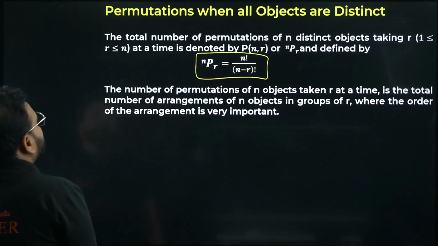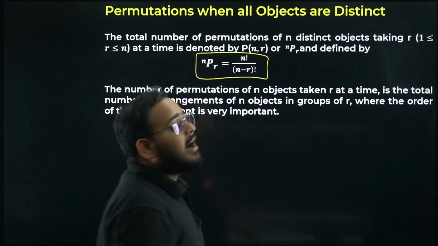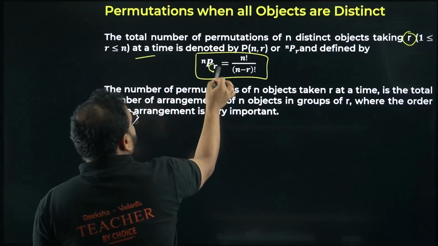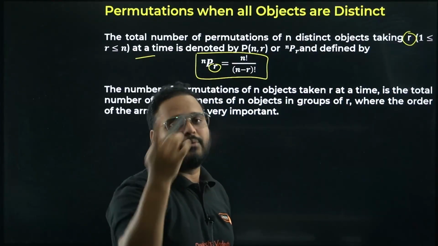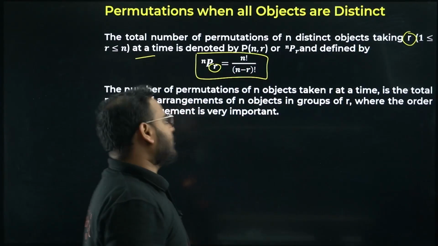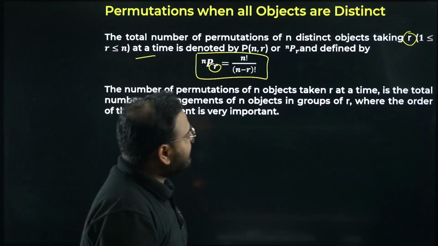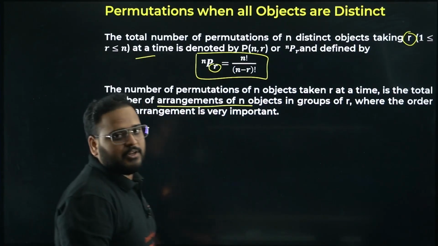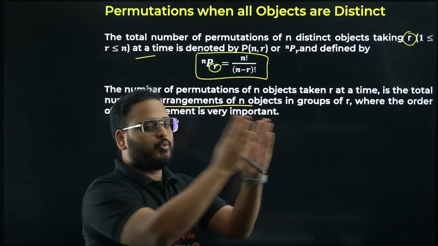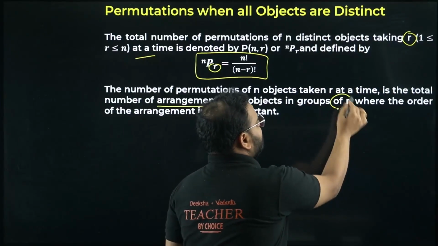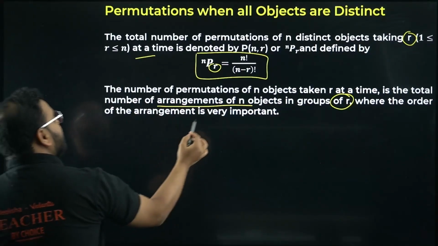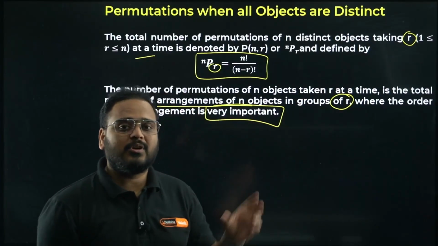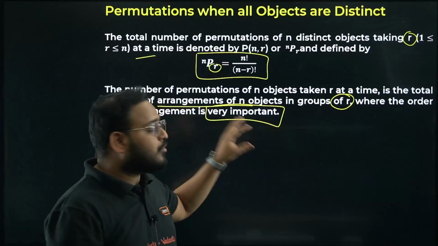Chaliye. The total number of permutations of n distinct objects taking r at a time. Please check here, this r, bacha, means out of a total of n, I'm taking r at a time. Looking for the permutation will have n factorial upon (n minus r) factorial. The number of permutations of n objects taken r at a time is the total number of arrangements of n objects in a group of r. So let's say I'm taking 2 at a time, so 2, 2, 2 like that in a group of r. That's what it means, bacha, where the order of the arrangement is very important. I said order is not important in the case of combination. Order is not relevant in the case of combination. Only the selection is important, but in this case you have to think of the order as well.